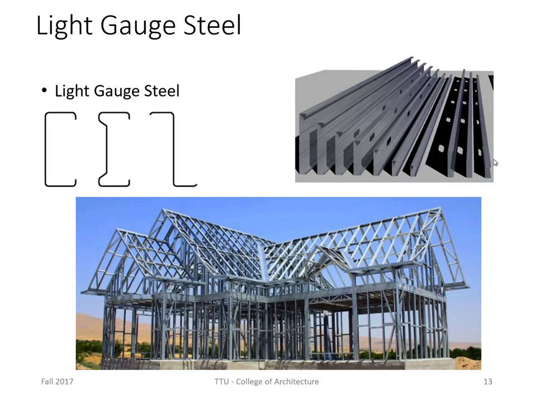But anyway, you can see here are the typical shapes, and we'll go into that when we get into light gauge steel framing. Okay, so that's a synopsis of steel and the ways it comes to us, what it's made out of and how we make it.